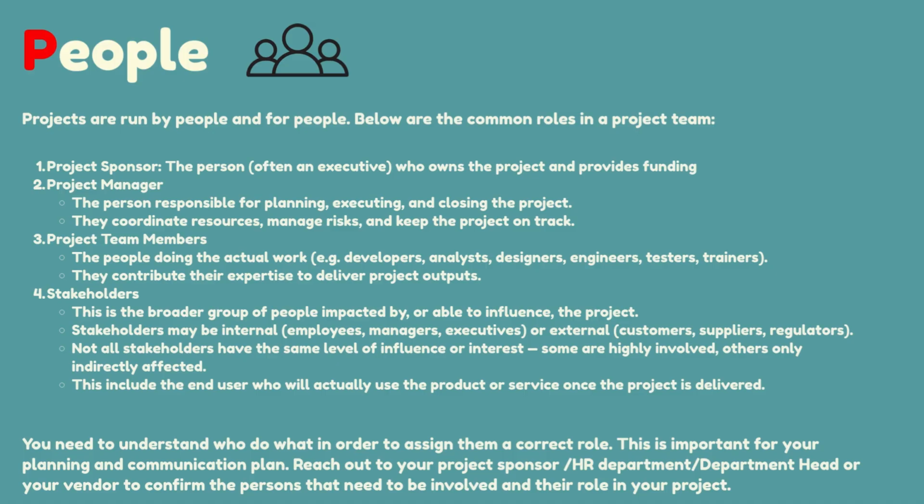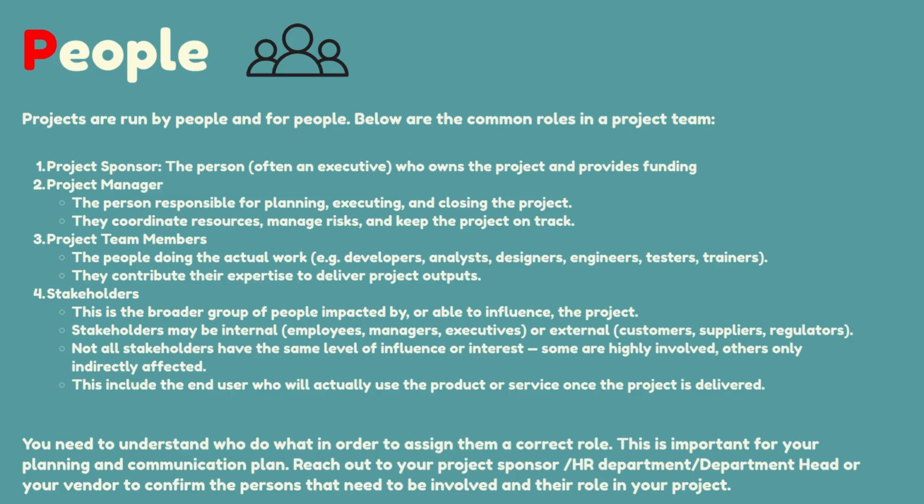Next, I'm so excited to introduce to you the new step I mentioned before, which is people. Projects are run by people and for people. Below are the common roles in a project team. 1. Project sponsor, the person, often an executive, who owns the project and provides funding. 2. Project manager, the person responsible for planning, executing, and closing the project. They coordinate resources, manage risks, and keep the project on track.